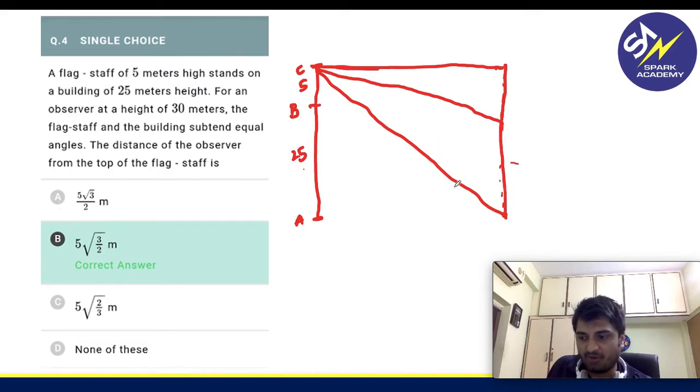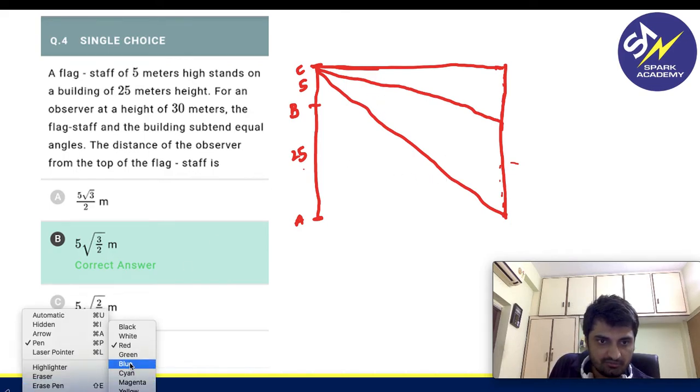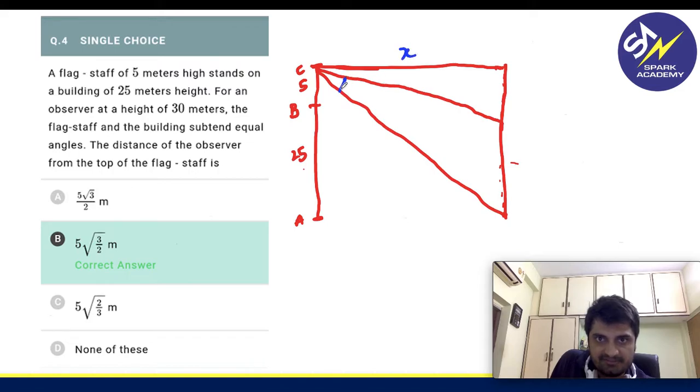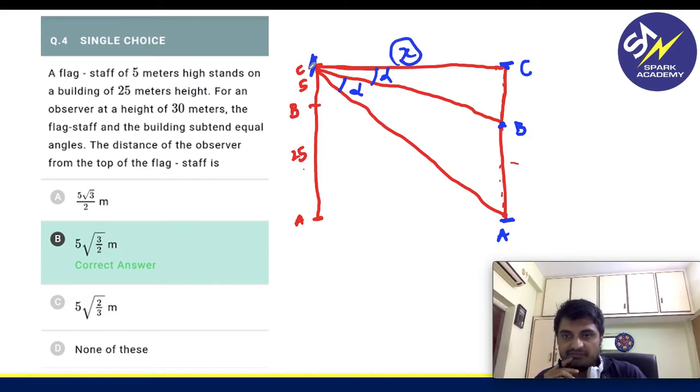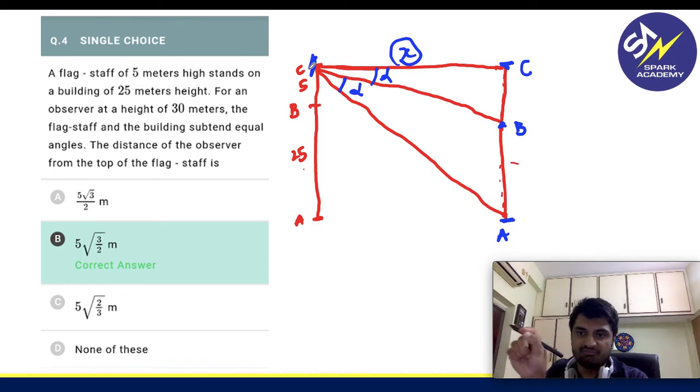So this part, I will call this my unknown, X. This I will call alpha. This also I will call alpha. So this is the building again. This looks like, I'm just mimicking this. A, B and C. Right? So basically they are asking us X. The observer is like this here. They are asking the height to the top of the building. So I've just reverse visualized.